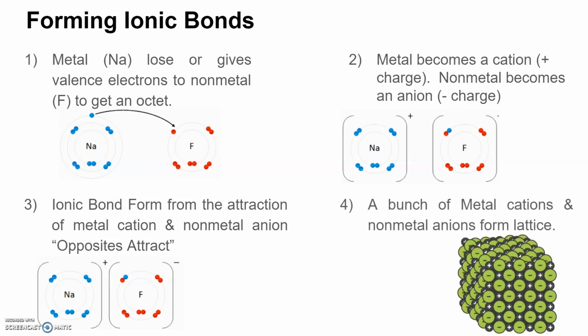And then we also looked at last week that a bunch of those cations and anions will get together and form a lattice. So it's not just a sodium and fluorine atom that make up sodium fluoride, it's a bunch of them that make up this lattice.